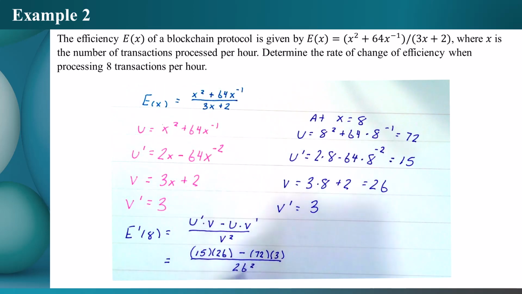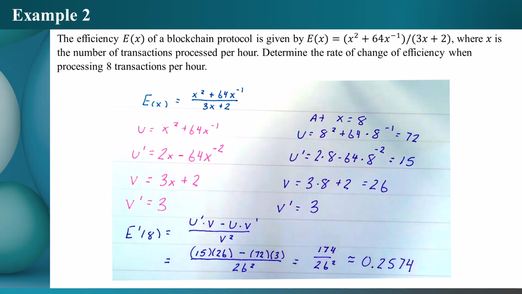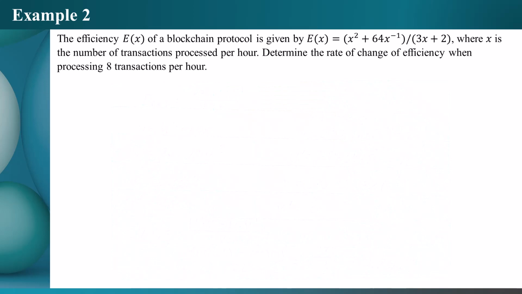Well, we could just throw this in the calculator. Maybe we could do a little simplification. Looks like this turns out to be 174 over 26 squared. And I don't know what that is. I'm just going to plug it into the calculator, which is about 0.2574. Let's look at a few more examples.